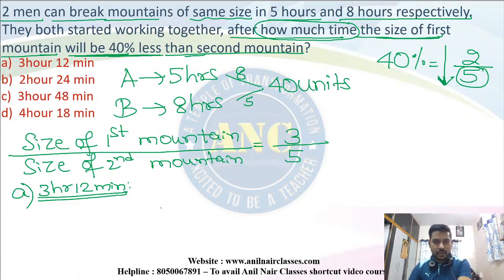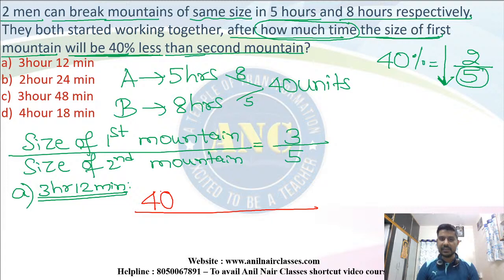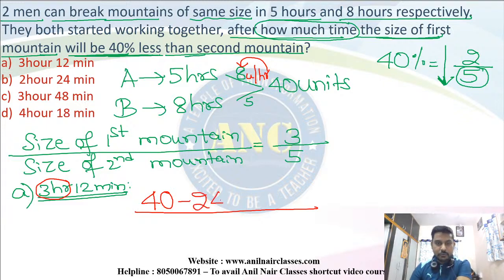Now, size of first mountain: initially the first mountain was 40 units. Now assume that I am A. I took an axe or whatever it is, I kept on breaking the mountain. It is given that in 1 hour I will break 8 units, but the first option is 3 hours. In 1 hour it is 8 units. In 3 hours I will break 24 units.